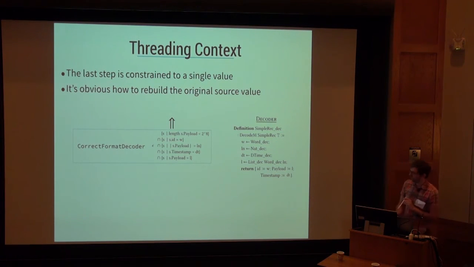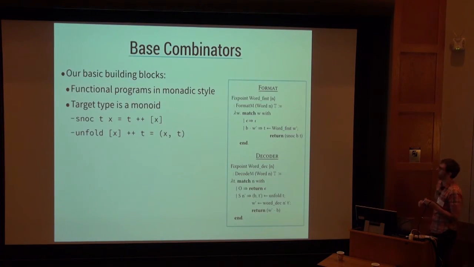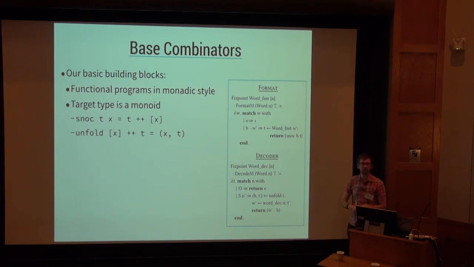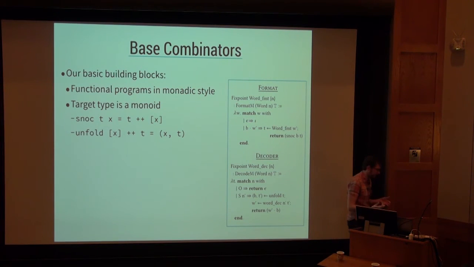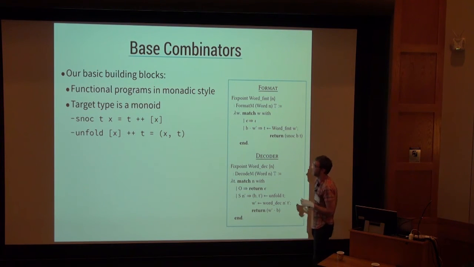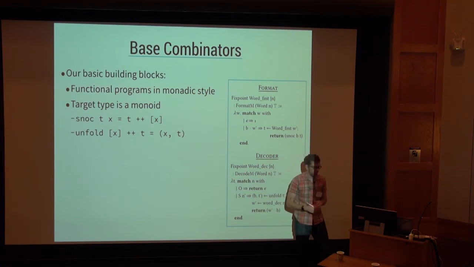Right. So I'm going to peel back the hood a little bit more on Narcissus, and you might be asking yourself, what do these base combinators look like? I've been using word format and word dec. Well, what if I wanted to write my own function, which is conceivable? One of the nice things about these Haskell combinator libraries is that it's very easy to write your own Haskell functions and incorporate them into the larger framework. So hopefully you should be able to do that with Narcissus. And the answer is, yes, you can do that.